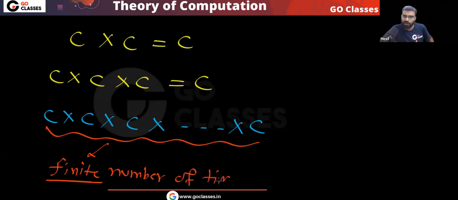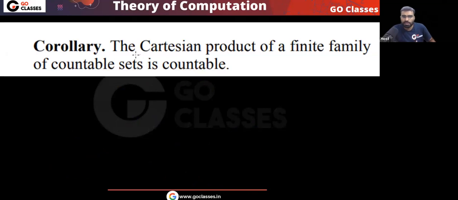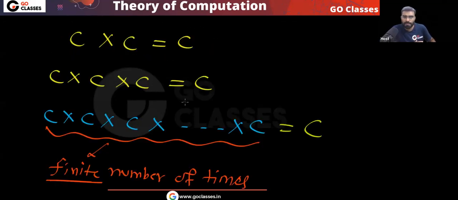As long as you are doing finite number of times, there is no problem. The result will be countable. Is this clear? The Cartesian product of a finite family of countable sets is countable. So remember, countable cross countable is countable as long as you are doing it a finite number of times.